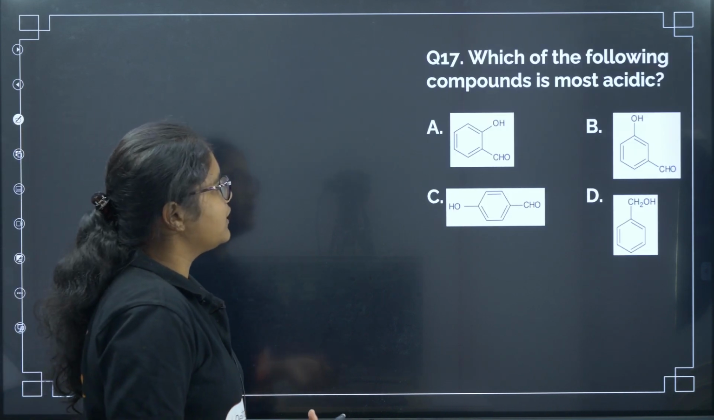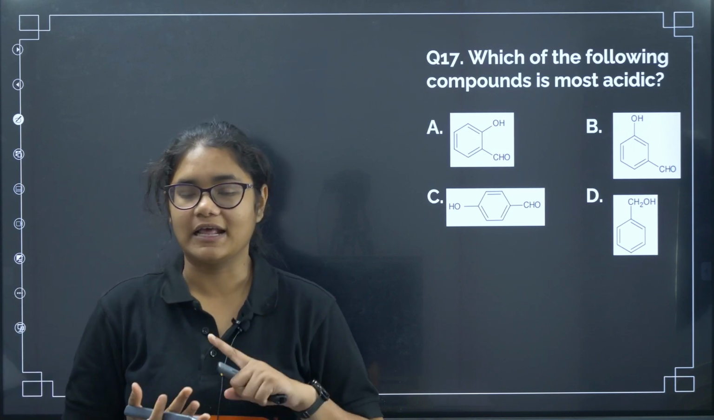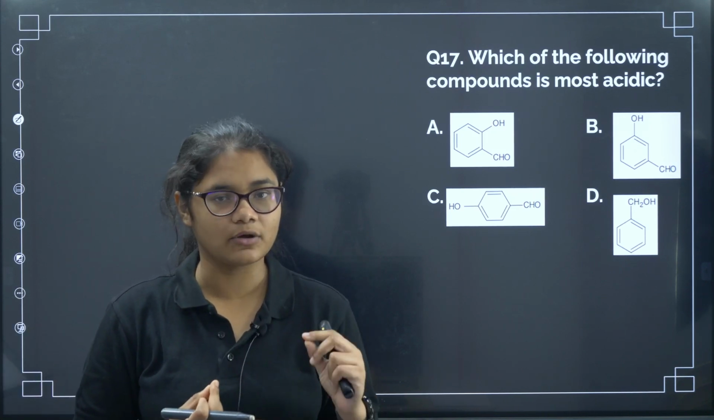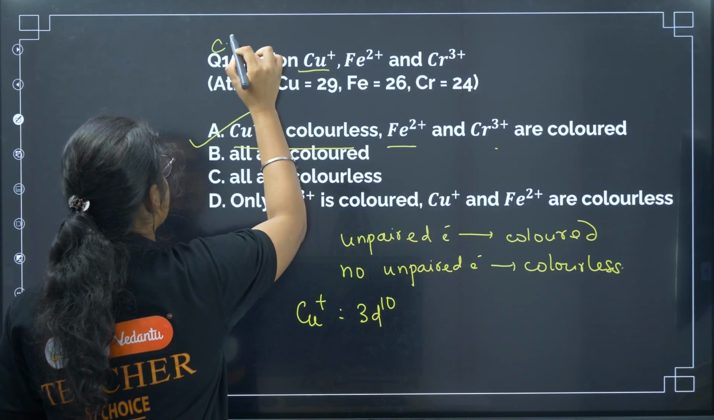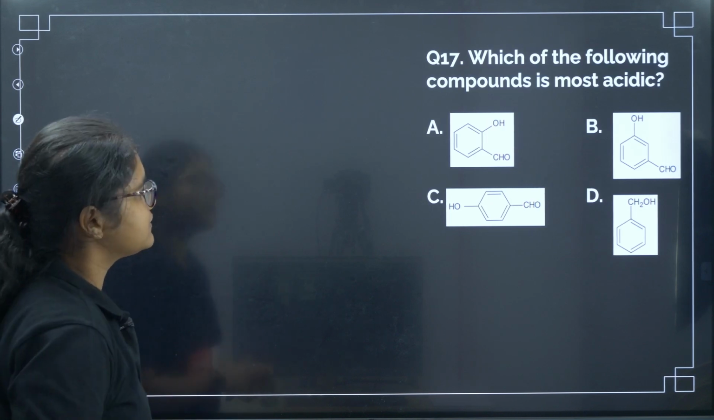Next, which of the following compounds is most acidic? There are a lot of questions asked on the acidic and basic nature order, so it is a very important concept. Please revise them. And I want to tell the level of this question from coordination chemistry: it is a very easy question. Now coming to this one, most acidic.